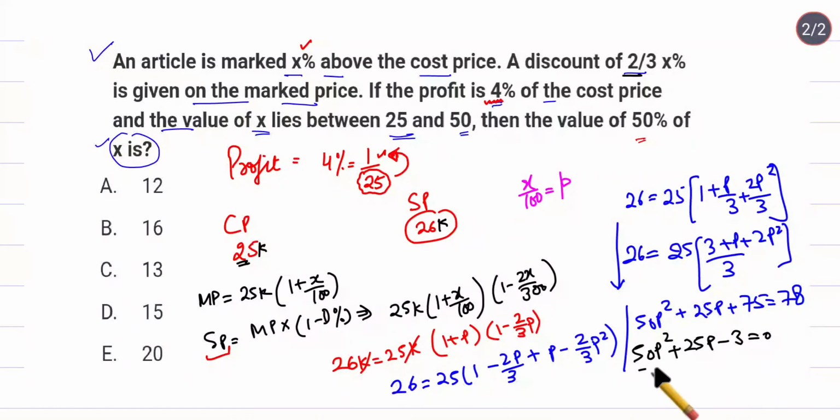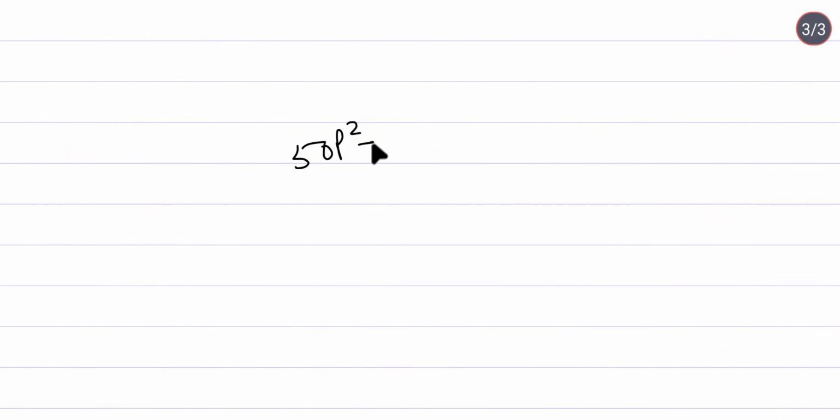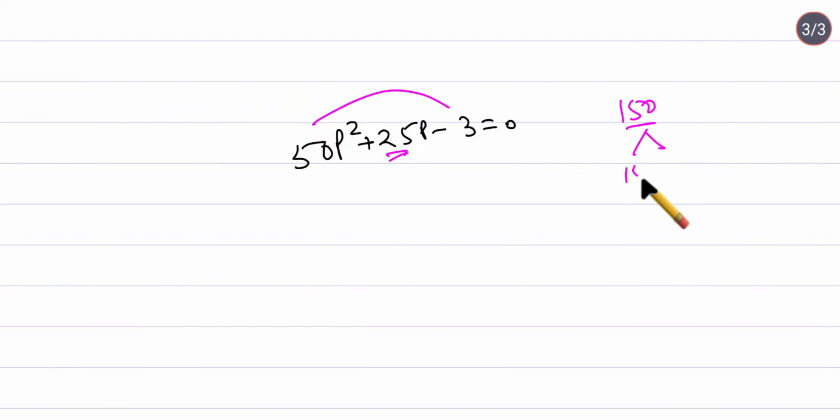So we have a quadratic equation. Now it is easy for me to solve this quadratic equation. 50p square plus 25p minus 3 equals to 0. So we have to find the factors of the product 150 which give 25. I can say 15 and 10 satisfy this. So 50p square plus 15p, but it has to be like minus 3. So minus will not be made from 10 and 15. So what are the other ways?